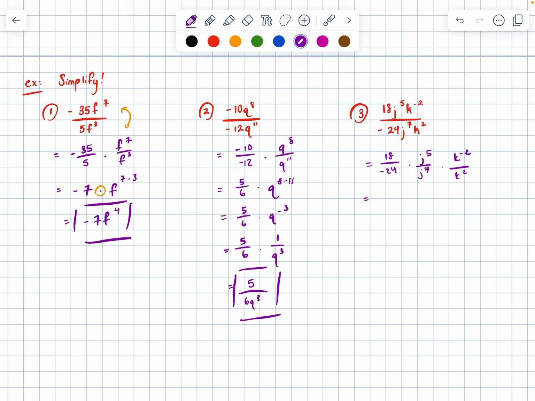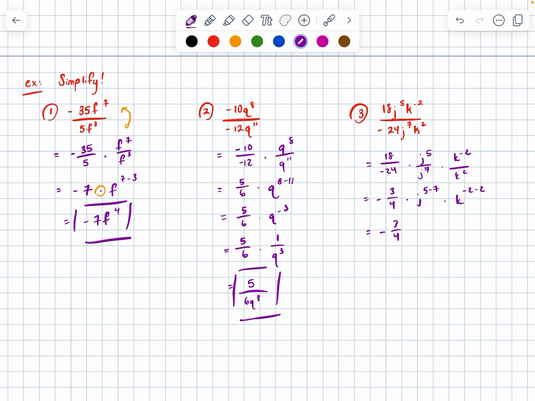From here, 18 divided by negative 24. Well, I can simplify this. 18 and 24 are both divisible by 6. That leaves me with negative 3 over 4. I've got j to the 5th over j to the 7th. I'm going to subtract my exponents. This would become j to the power of 5 minus 7. Same thing with the k's. I subtract my exponents. This becomes k to the power of negative 2 minus 2.